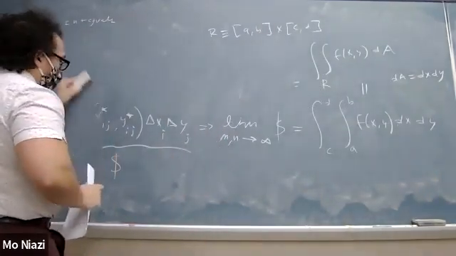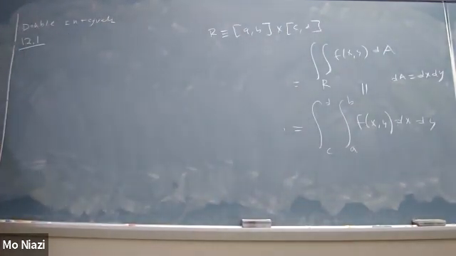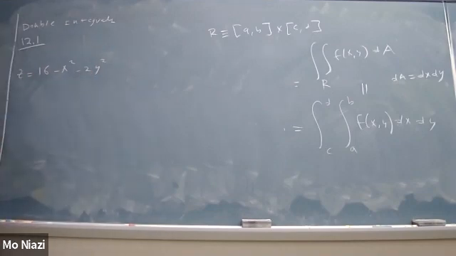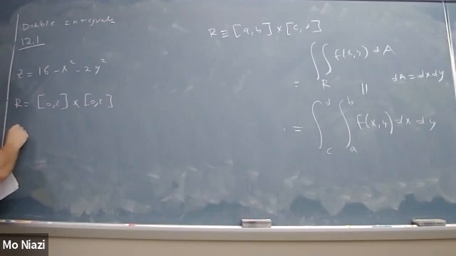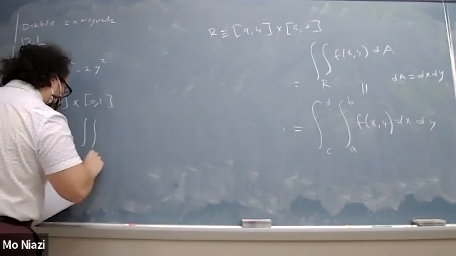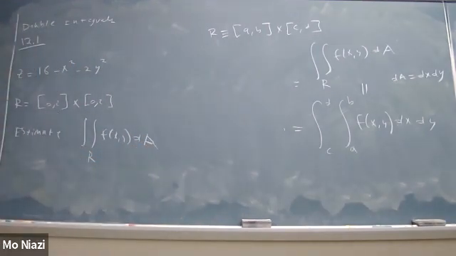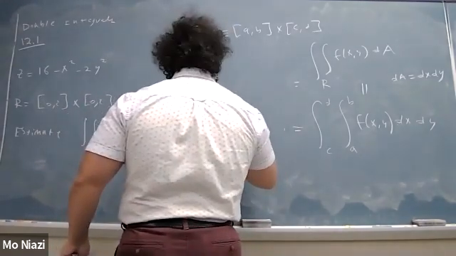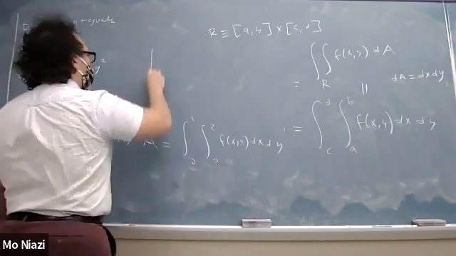Now, let's actually use it, now that we've defined it. Let z, a function f of x, y, be 16 minus x squared minus 2y squared. And let R equal [0, 2] cross [0, 2]. Estimate this. Really, this is the double integral from 0 to 2, 0 to 2 of f of x, y, dx dy. And how can we estimate it? We draw a picture.